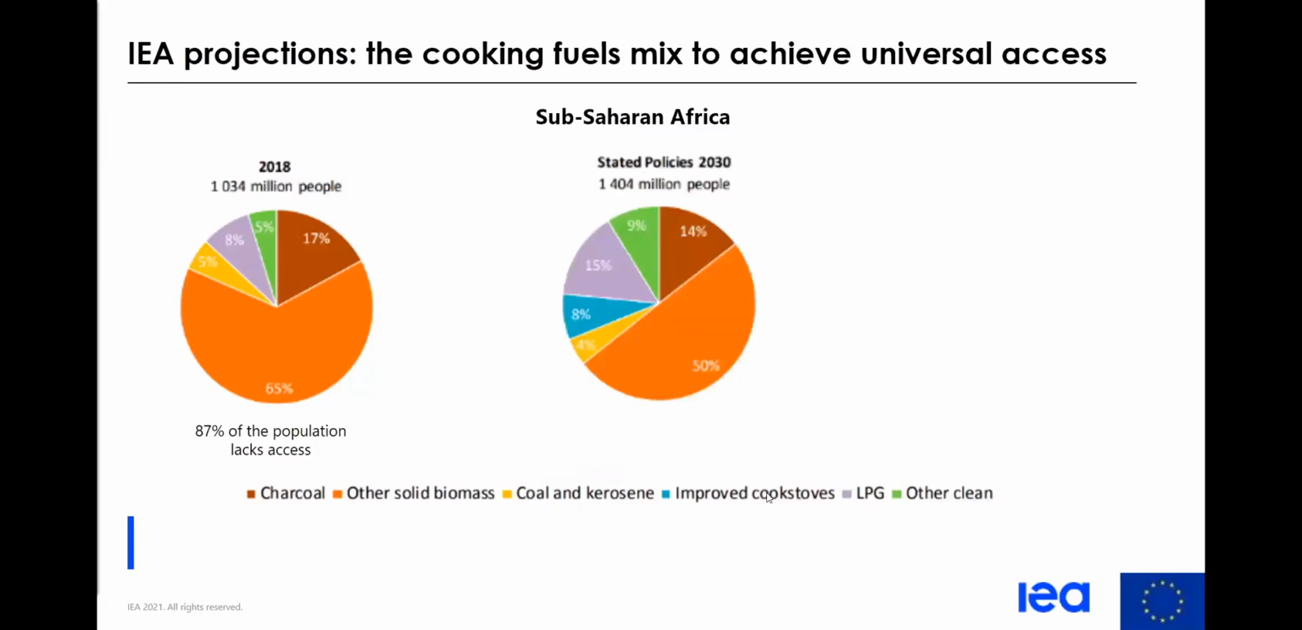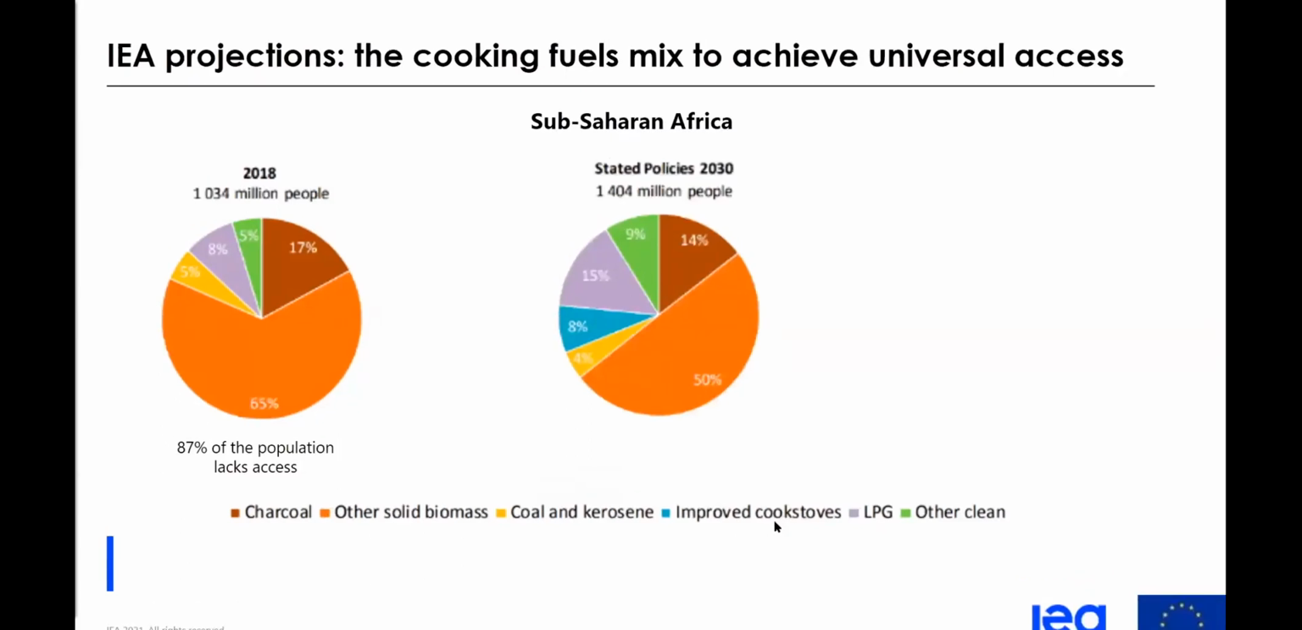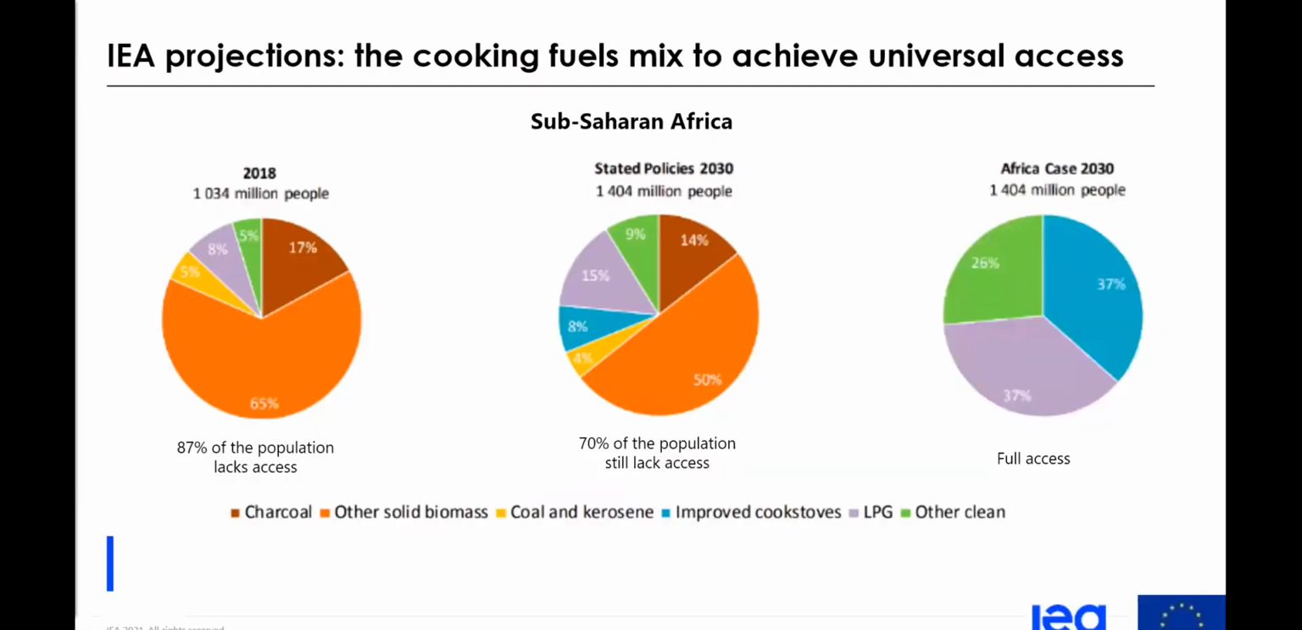In the stated policy scenario, more people gain access to clean fuels and technologies for cooking by 2030, but 70% of the population still lack access. To bridge the gap and achieve full access to clean cooking for all in the Africa case, LPG is the most scalable solution for urban settlements, with improved biomass cook stoves doing most to provide access in rural areas.